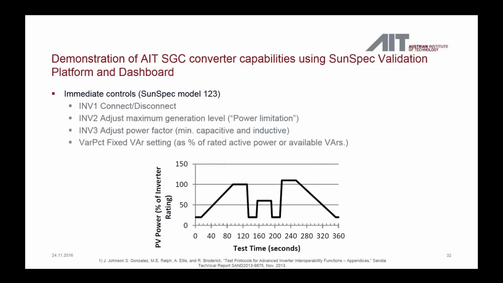Okay, so now we move to the demonstration. I would like to demonstrate to you first of all some immediate control functions which are defined in the Sunspec immediate controls model, namely connect, disconnect, adjust maximum generation level, which can also be considered a power limitation, then adjusting the power factor, and also a fixed setting of reactive power.